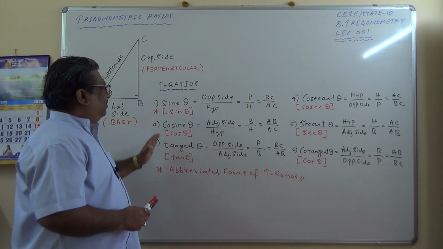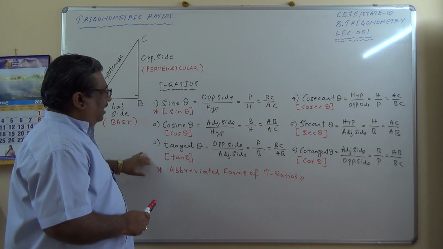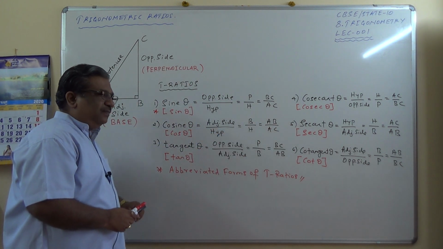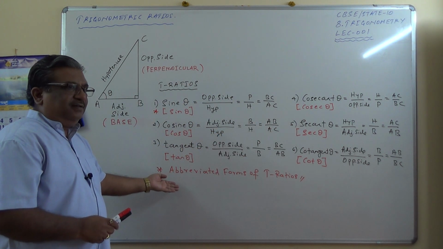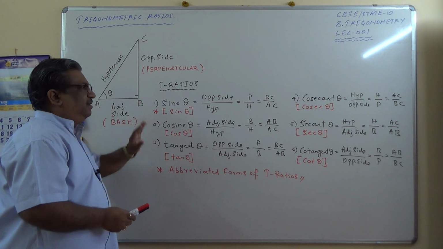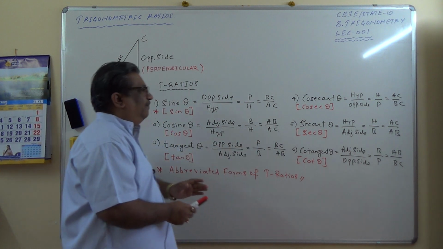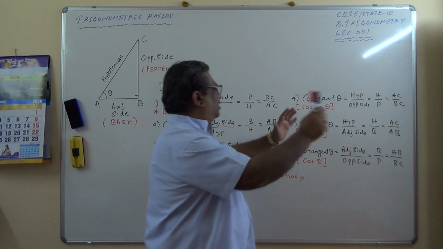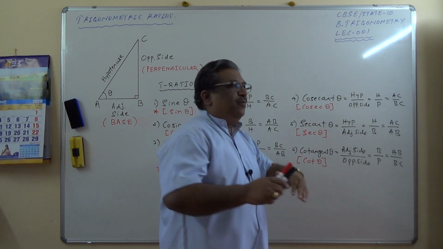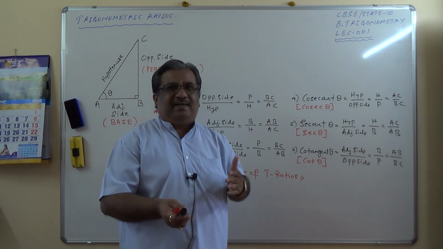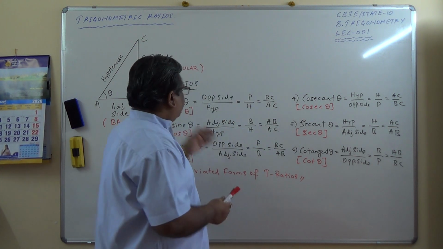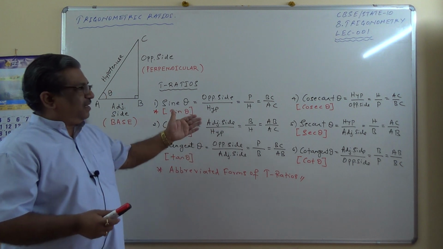This is the sequence: sin, cos, tan, cosec, sec and cot. Abbreviated forms. The spelling may be correct. Now sin theta, cos theta, tan theta, cosec theta, sec theta, cot theta. We are not using the expanded forms. We may pronounce it like cosecant theta, but while writing we use only the abbreviated form: sin theta, cos theta, tan theta, cosec, sec, cot.